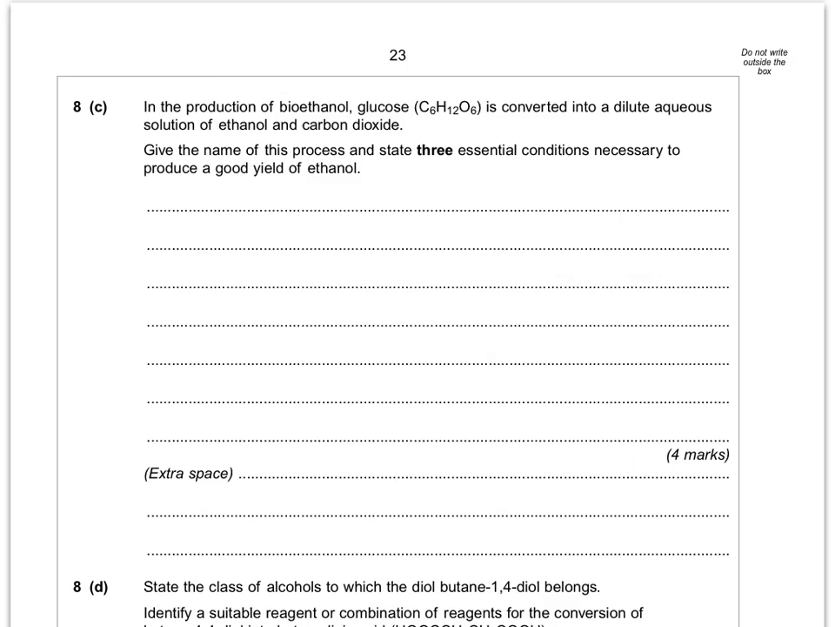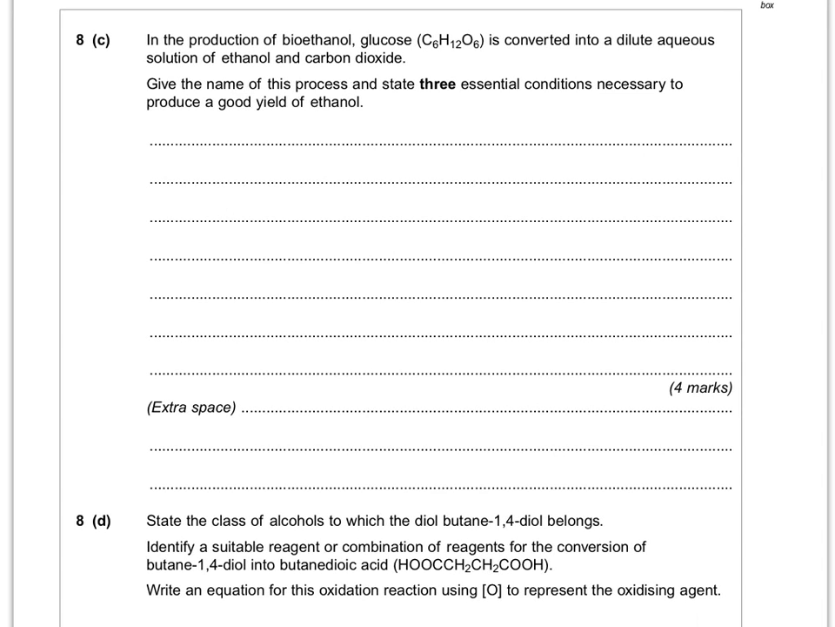And then a production of alcohol question. So in the production of bioethanol, glucose C6H12O6 is converted into dilute aqueous solution of ethanol and carbon dioxide. Name this process, and give 3 essential conditions necessary to produce a good yield of ethanol. These are on a flashcard. Just got a copy of the flashcard ready. It's called fermentation.